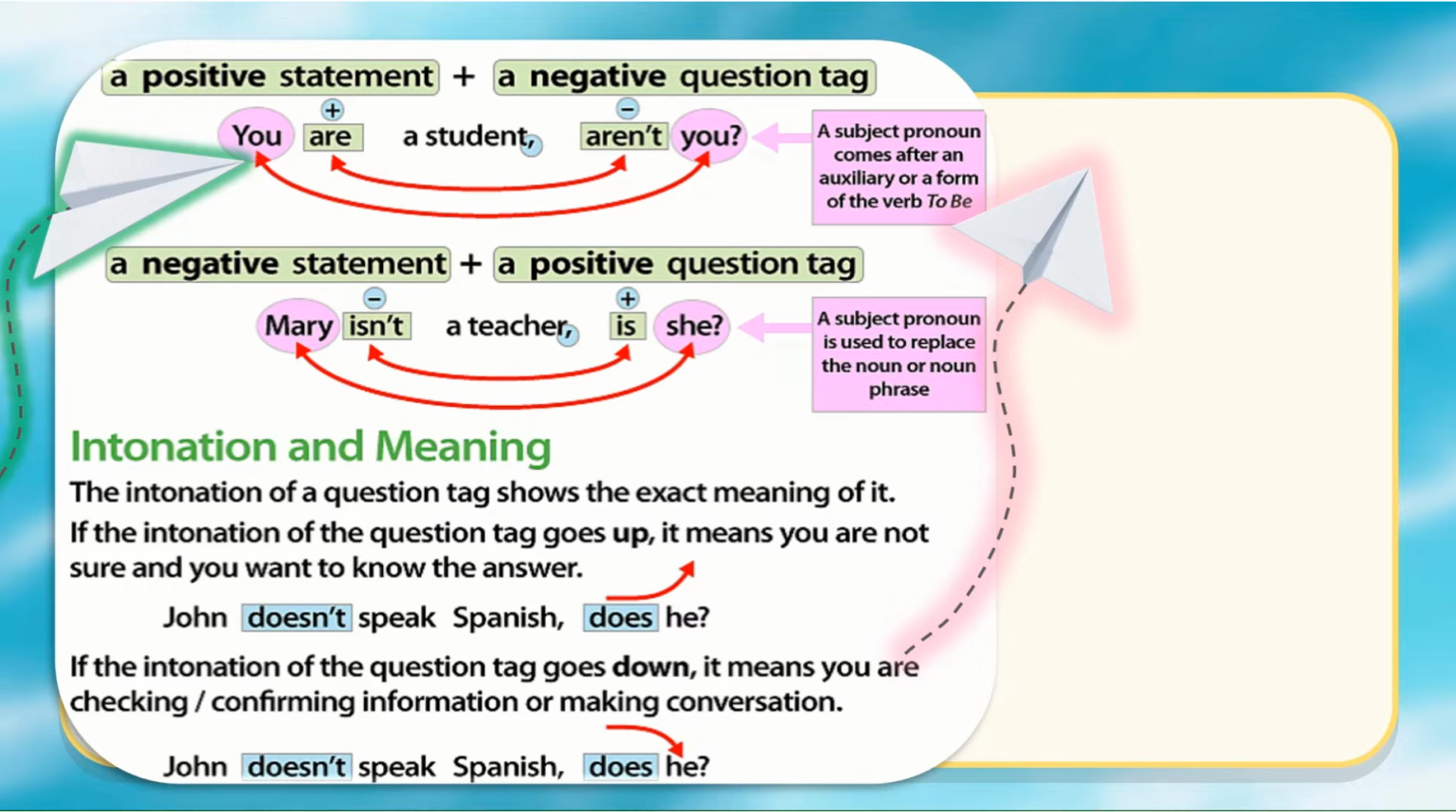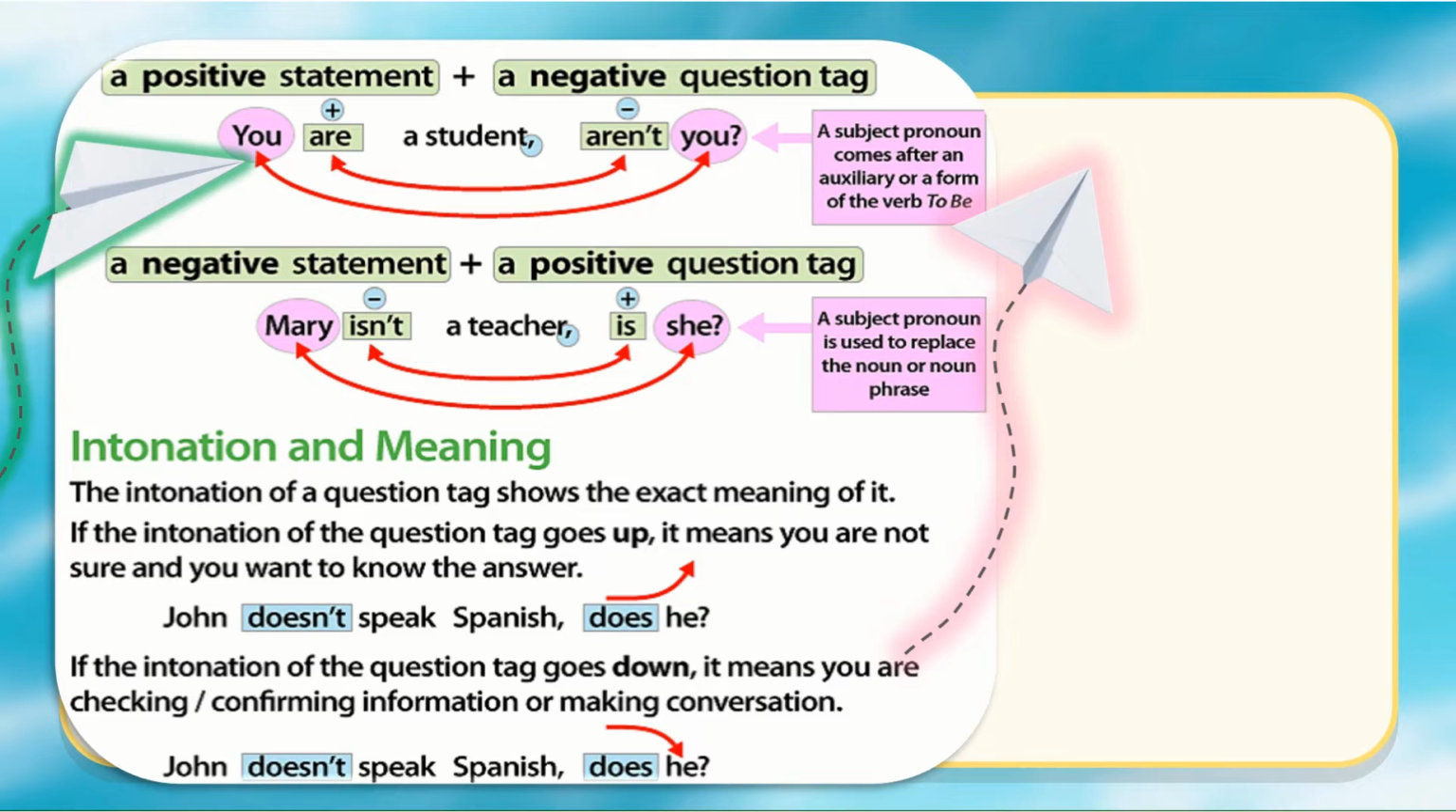For example, Mary isn't a teacher. That is a negative statement, right? So, the tag question must be positive. Is she? A subject pronoun is used to replace the noun or noun phrase. So if you notice, pay attention to the order here, right? First, you're going to have the auxiliary verb, in this case, is, and then the subject, she, because you're talking about Mary, right? And also don't forget the question mark.